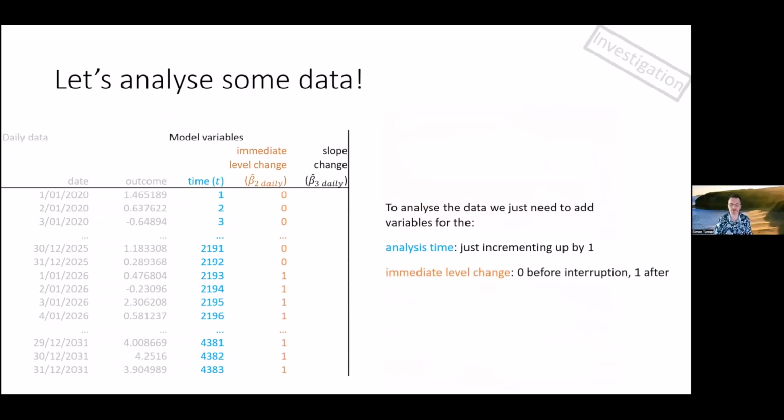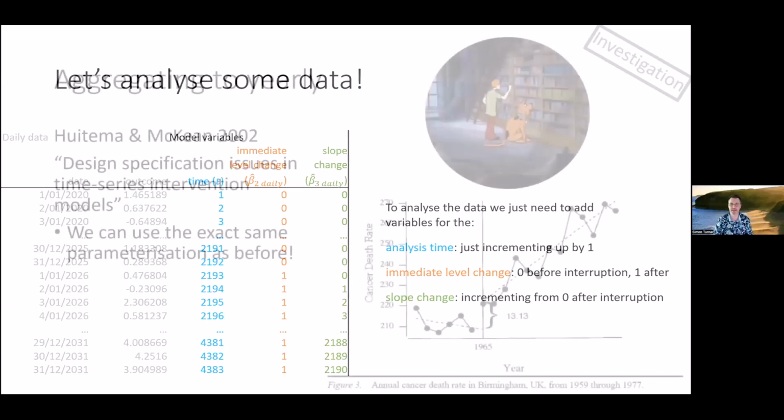Now, just like the models that we were looking at earlier on with Jeff, we often just have these indicator variables, and there's no difference here. Our immediate level change, that's our drop, is just set to 0 before the interruption, 1 afterwards. And in this case, we want to track the slope as well. So it's very similar to the level change. It's just 0 before, and then we just increment up afterwards. So really straightforward. Run that regression model and get your parameter values dead easy.